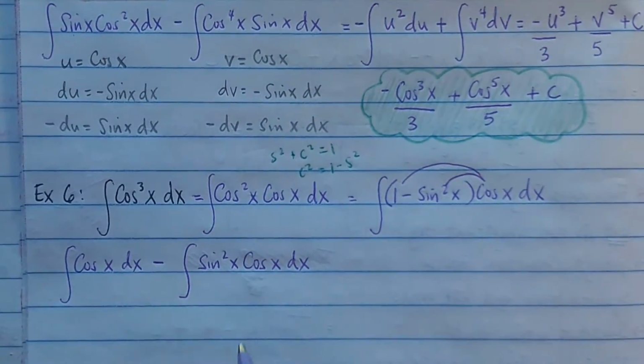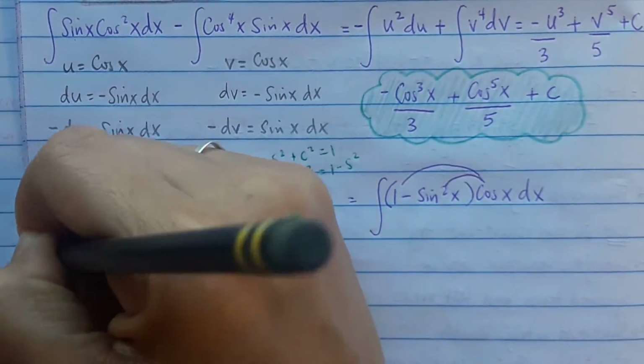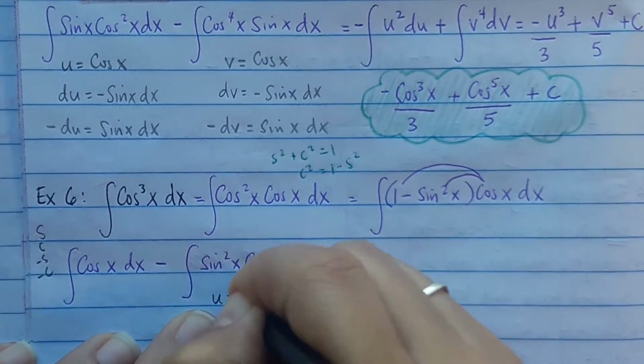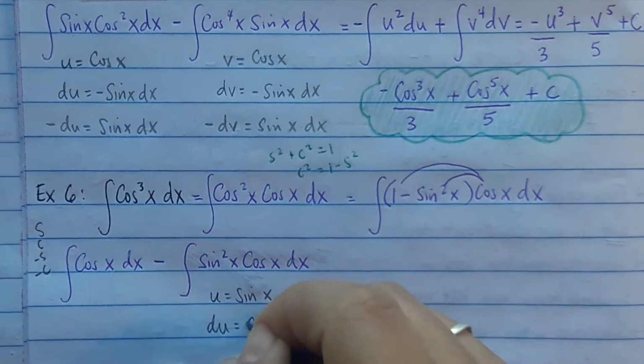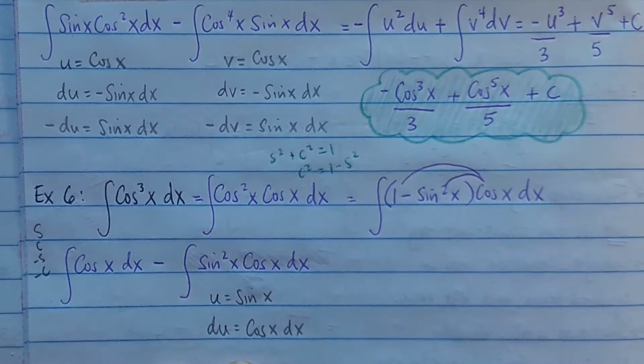Cosine x we can integrate easily. For this other one, let's see, let u equal sine x. Then du is going to be cosine x dx, and that's what I want, so that's fine.